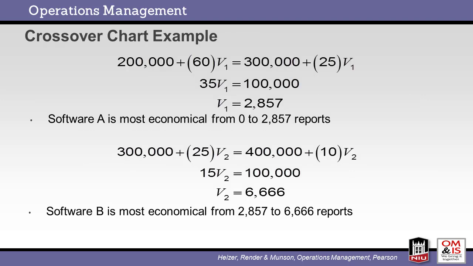For the data given in the previous slide, we find the volume where the total cost is identical. Mathematically, we calculate the volume V1 where software A and B have the same total cost. We see that the crossover point from software A to software B is at a volume of 2,857 reports. Similarly, the crossover point comparing software B to software C is at 6,666 reports.